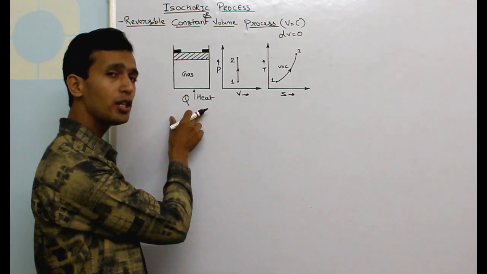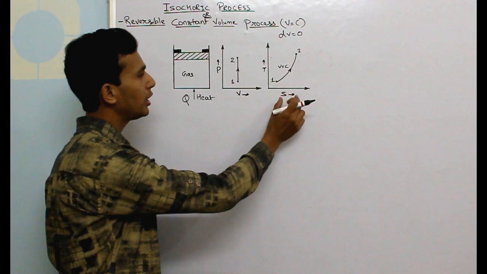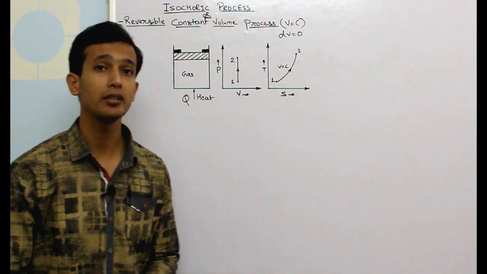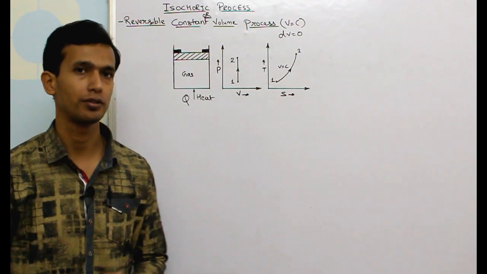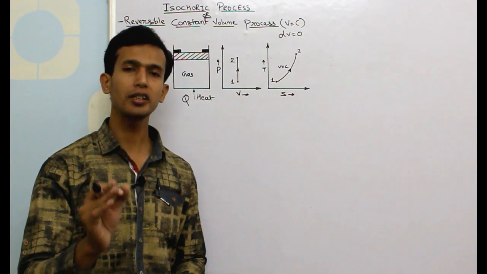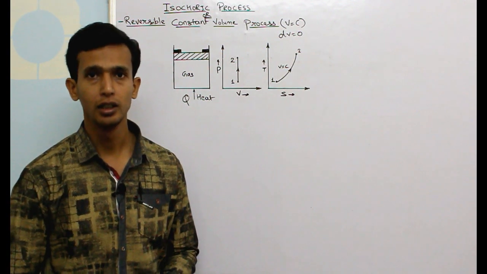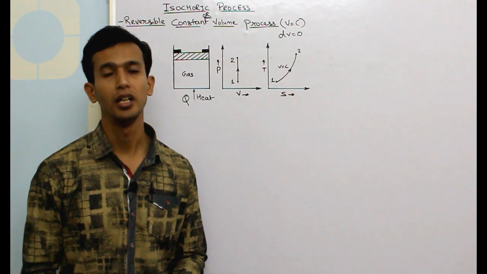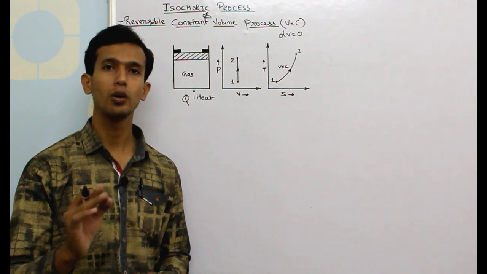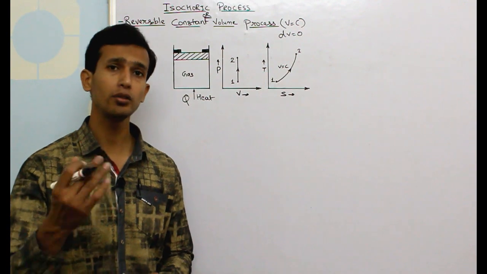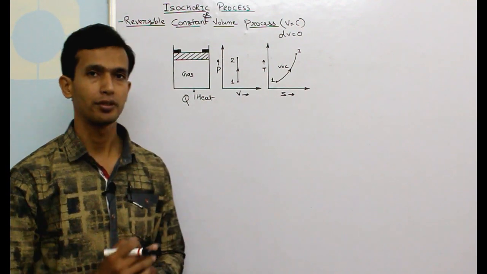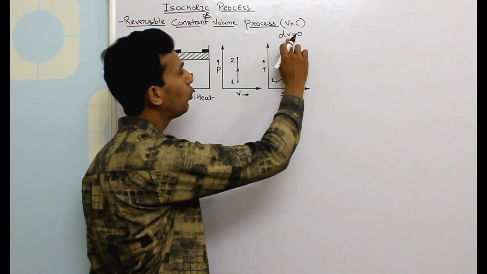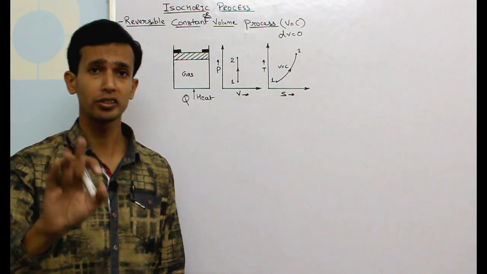This is the representation of the process, this is PV chart, and this is TS chart. Before going to this part, let us try to understand the definition of constant volume process. The process which is carried in such a way that the volume of the system remains constant throughout the process is called as constant volume process, or it is also called as isochoric process. So I have mentioned here volume equals to constant, so dV, that is change in volume, equals to 0. So this is the definition.